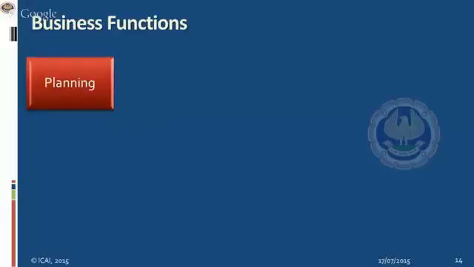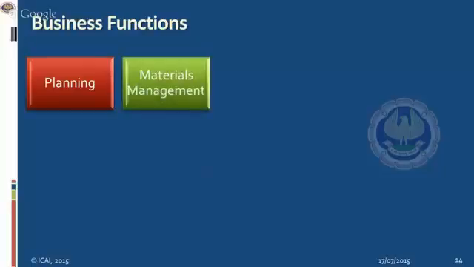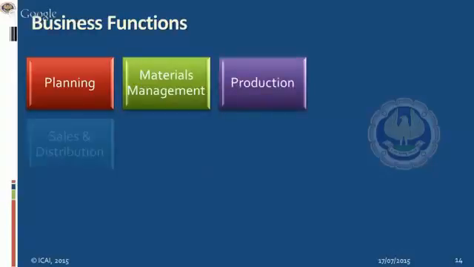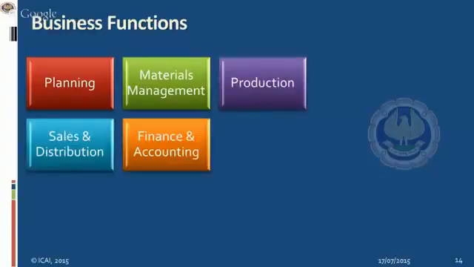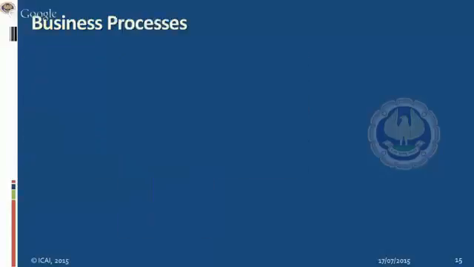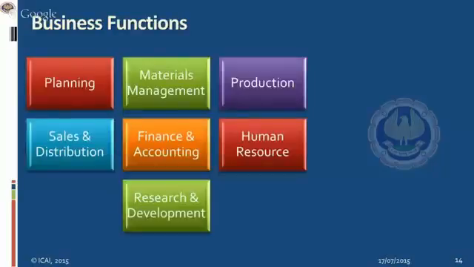Just like business units or departments, there are business functions. Each department has to perform its own function, and these functions can be classified as below. Business functions can be planning function, materials management, production, sales and distribution, finance and accounting, human resource, research and development. These are some of the business functions. There might be some more business functions depending on the nature of business and type of industry, but by and large, we can classify the business functions like this.